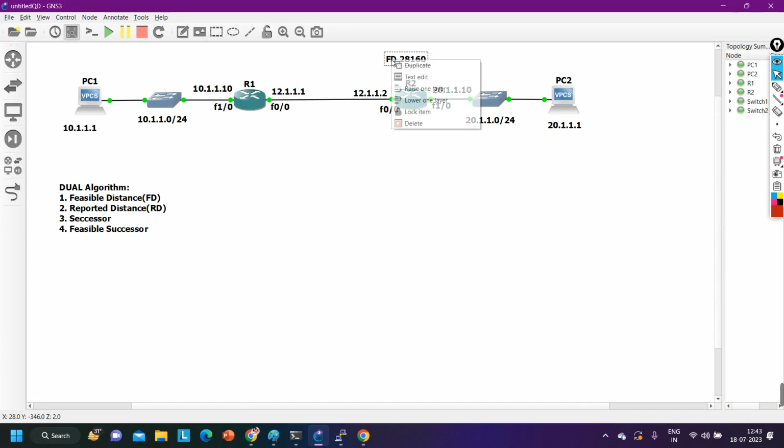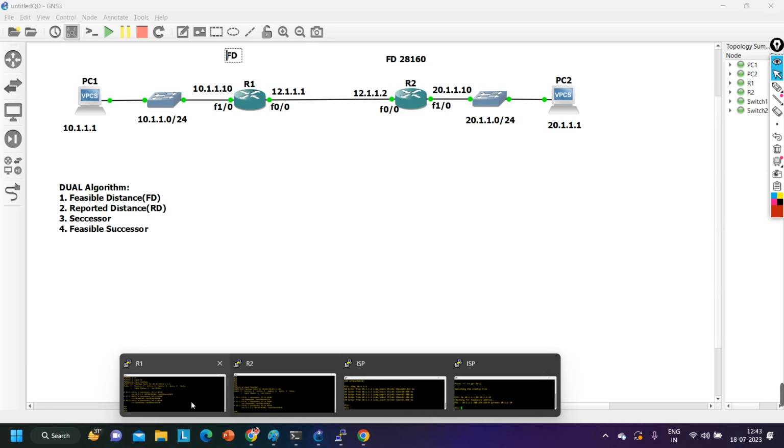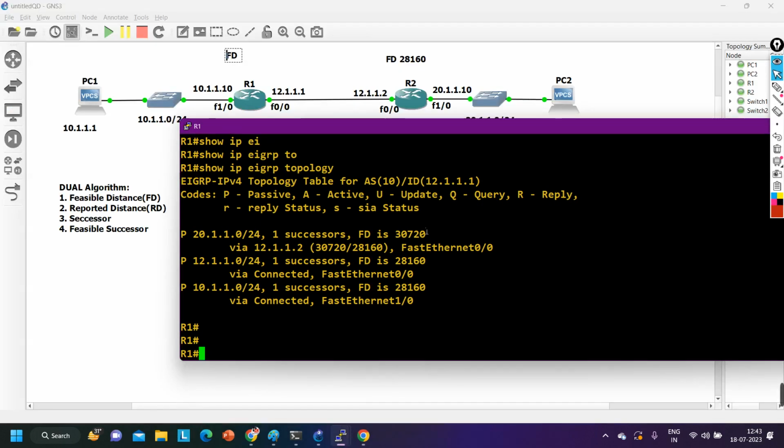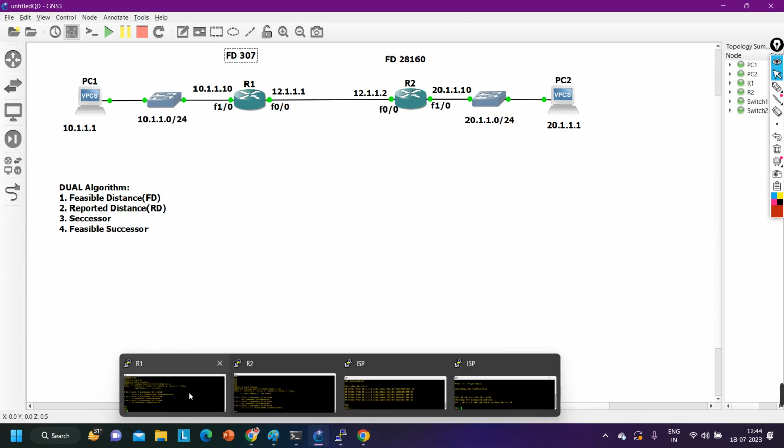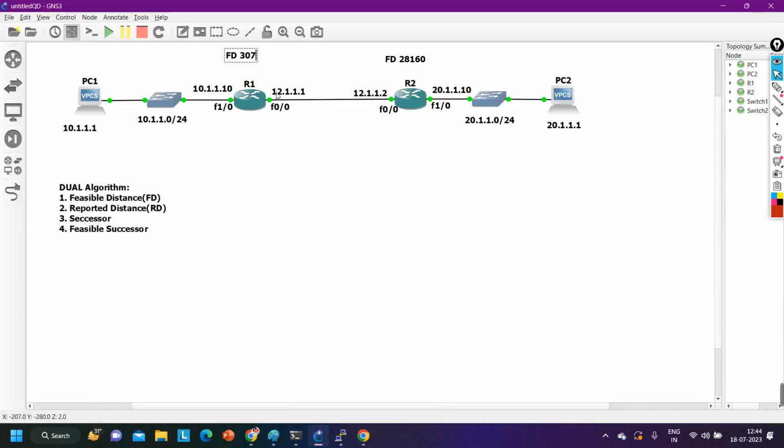Now if I talk about R1, R1 will also calculate the FD metric. So the metric on R1 is 30720. So I am going to put this metric over here. 30720. This is FD. Means total distance from router 2 to reach the 20 network is this one, and total distance from router 1 to reach this network is this one.